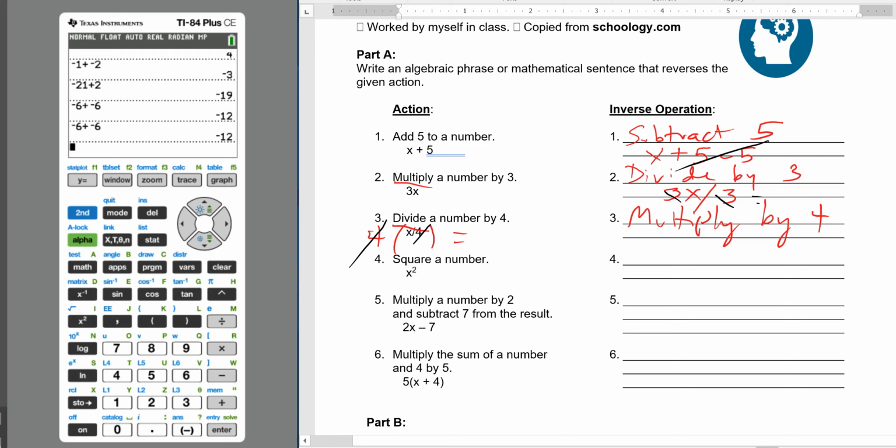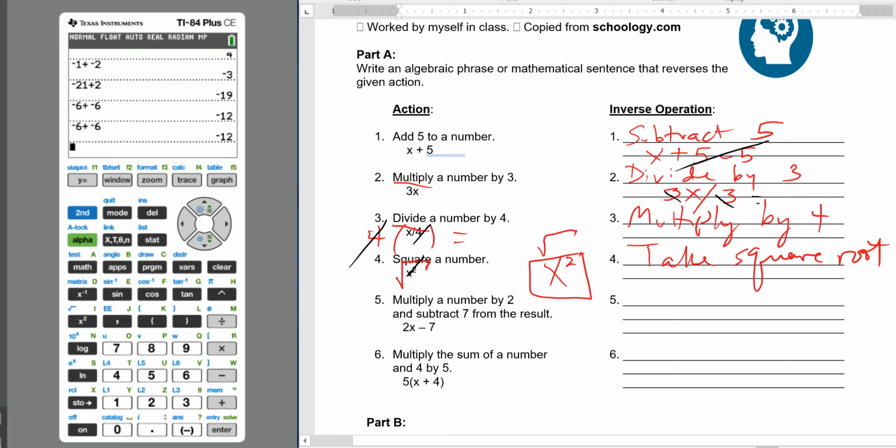Okay, square a number. So if you look over here on the calculator button, above x squared is your radical or your square root sign. So the opposite of squaring a number is take the square root. So we would have x squared and we would just take its square root, leaving x by itself, because of course squaring and square roots are inverses, they would cancel.